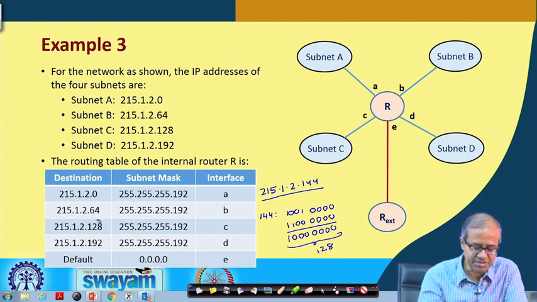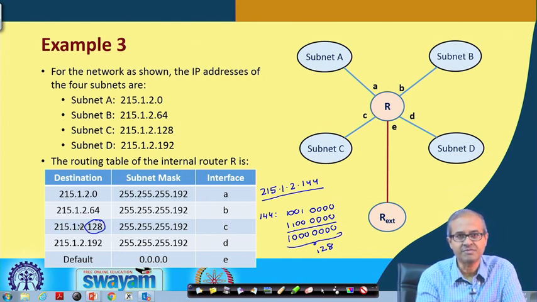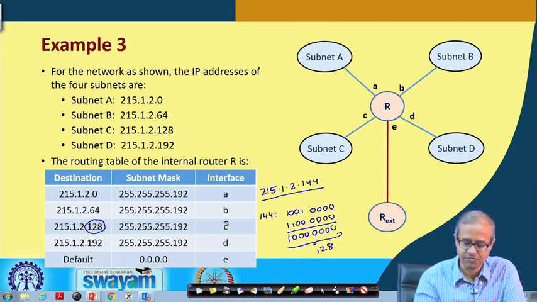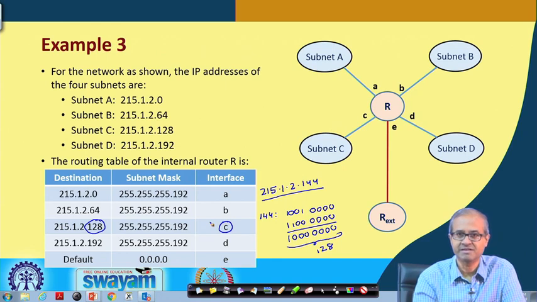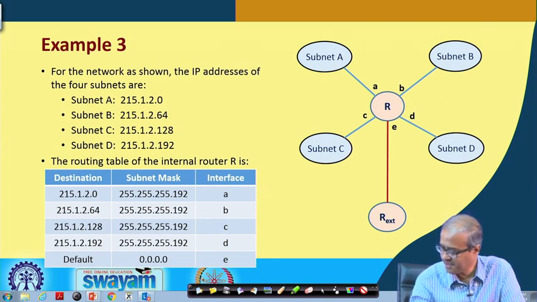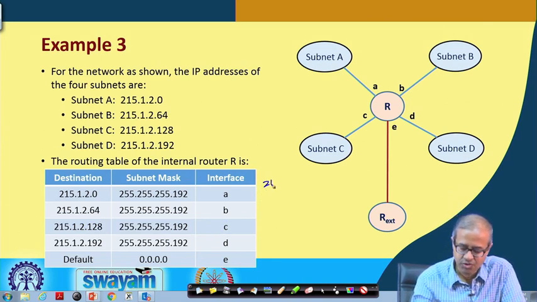So, there will be a match with the third row, right, and the packet will be forwarded to interface C. Fine. Okay. And the last packet had an address 215.1.2.200. Now, similarly, what is 200?